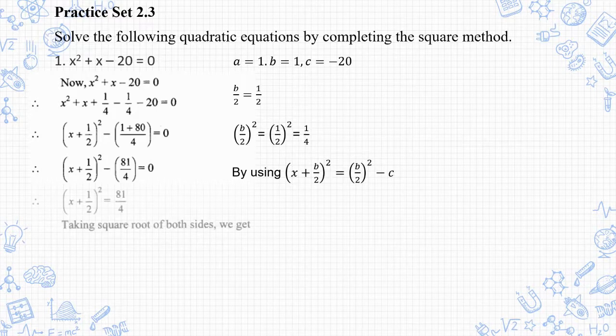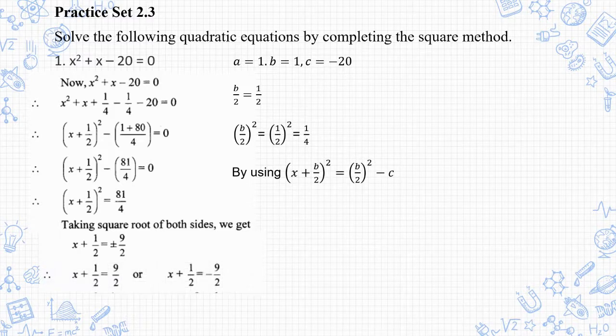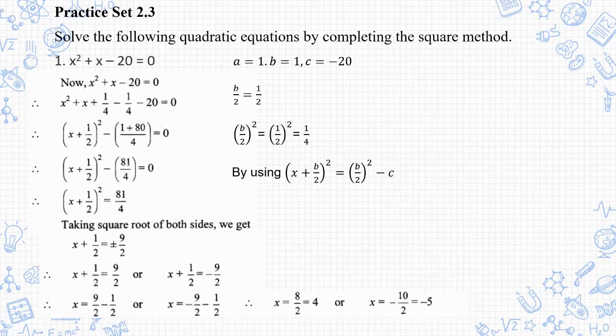Now if you take minus 81 upon 4 on the other side, we get x plus 1 upon 2 the whole square is equal to 81 upon 4. Now taking square roots on both the sides, we get x plus 1 upon 2 is equal to plus or minus 9 upon 2. So we can just separate it as x plus 1 upon 2 is equal to 9 upon 2, or x plus 1 upon 2 is equal to minus 9 upon 2. If we take plus 1 by 2 on the other side in both the cases and we just solve it, we get x to be 4 and minus 5. So the solution of this quadratic equation is 4 and minus 5.